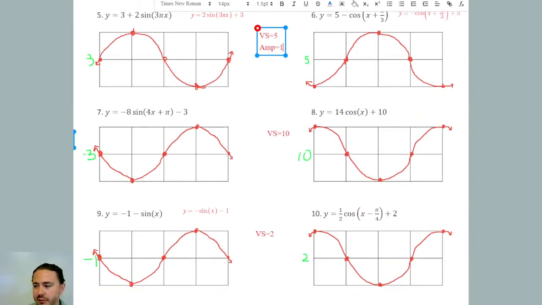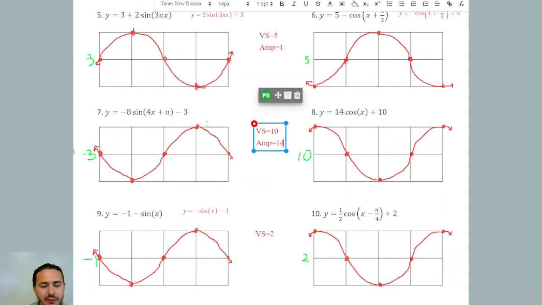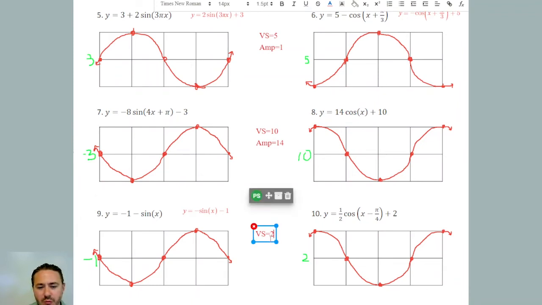For number 7, the amplitude is going to be 8. For 8, the amplitude is going to be 14. Oh, I'm liking how big those numbers are. That's something different. Number 9, the amplitude's 1. And for 10, the amplitude is 1/2. Oh, what the? Come on now. Yeah, it's just 1/2. Or 0.5, however you want to think about it. In fact, let's go with the 0.5. I kind of like that.